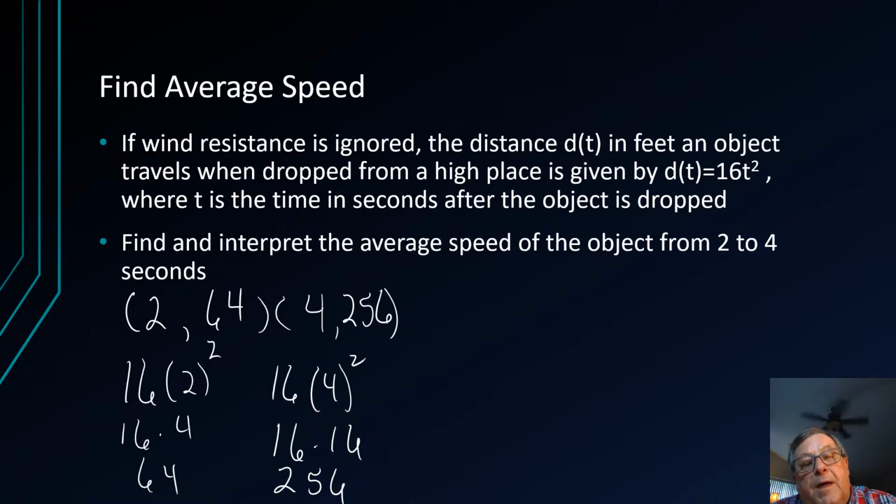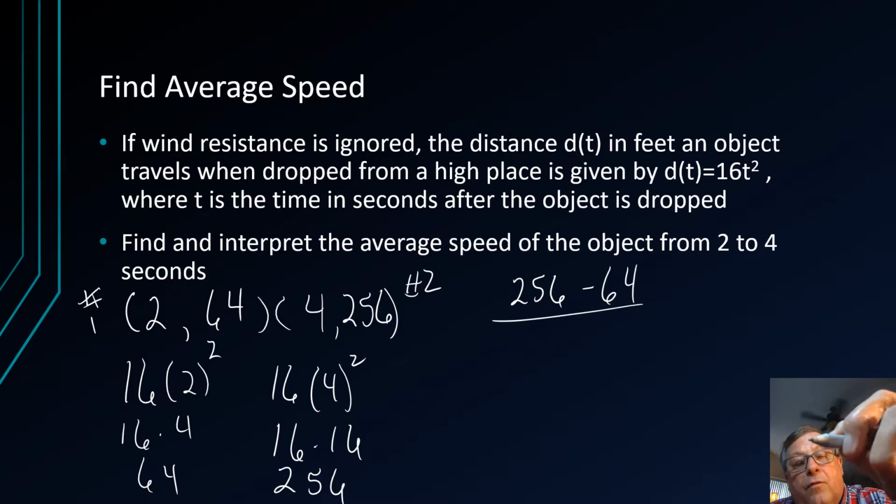All right, so these are going to be our number 1 coordinates, x1, y1, and these will be our number 2 coordinates, and we're going to plug that into our slope formula and find the average rate of speed. How far has this object fallen? I should say, what's the distance of its descent between 2 and 4 seconds? How far is it traveling? So we got 256 y2 minus 64 y1 over x1, which is 4, minus x2, which is 2.